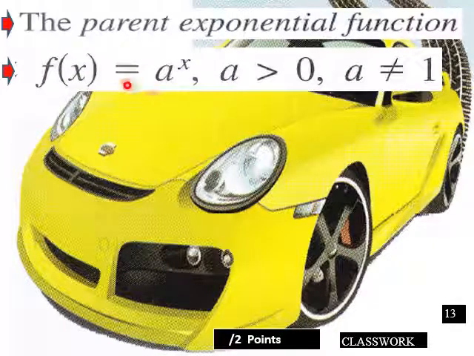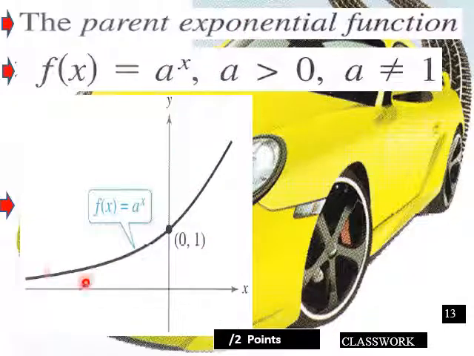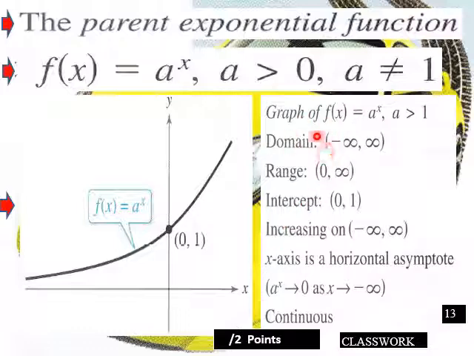The parent exponential function f of x equals a to the x, where a is greater than 0 and a cannot equal 1. So this is f of x equals a to the x. You have a y-intercept here of 1. This describes your domain: your x values go from negative infinity to positive infinity. Your range is 0 to positive infinity. Your intercept is (0, 1). It is increasing on the interval from negative infinity to positive infinity.